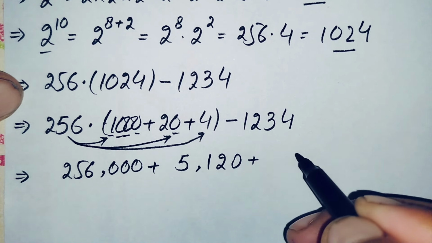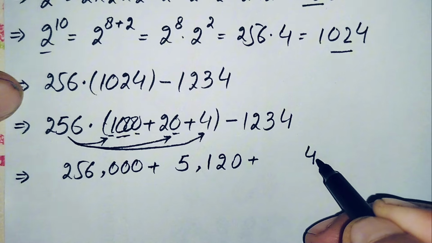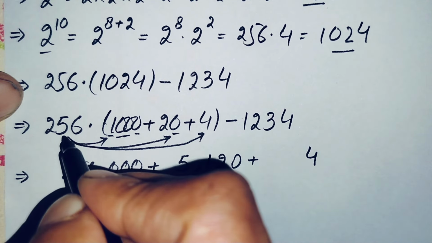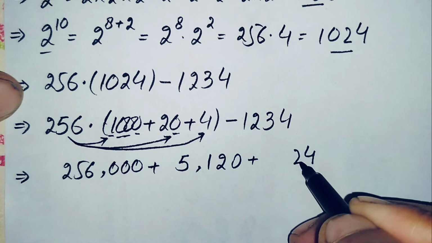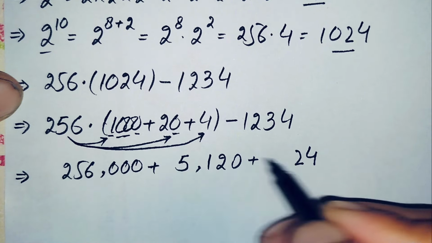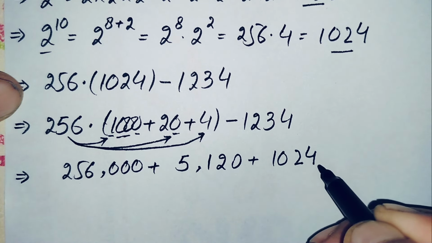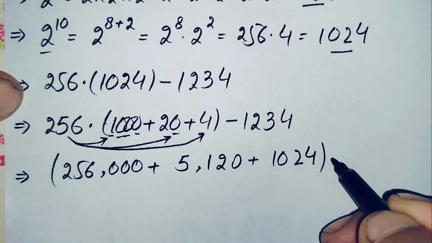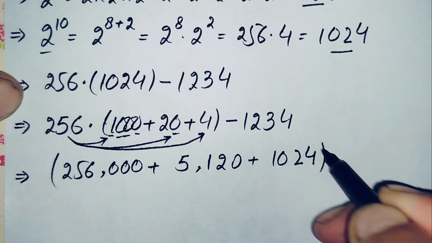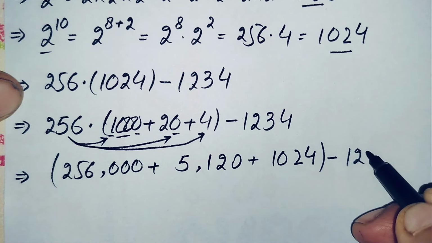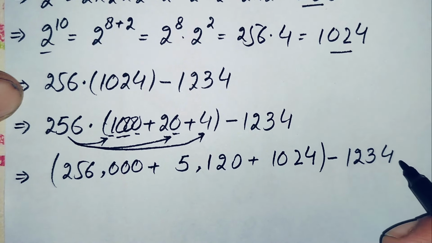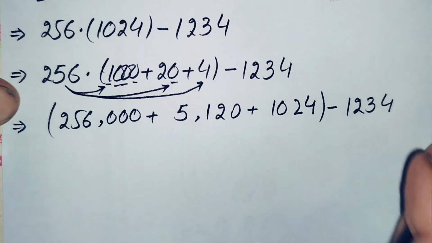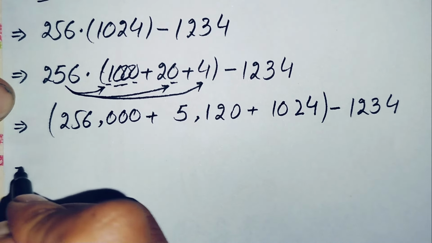So 4 times 6 is 24, so 4, and 2 is carried. 4 times 5 is 20, 20 plus 2 is 22, so 2, and 2 will be carried. 4 times 2 is 8, 8 plus 2 is 10. So this is 1024. Now here we will add these three numbers, and then finally we will subtract 1234 from that number. So let's try to add these three numbers.